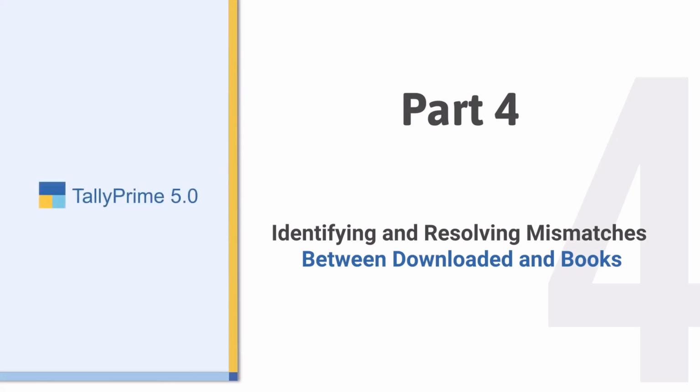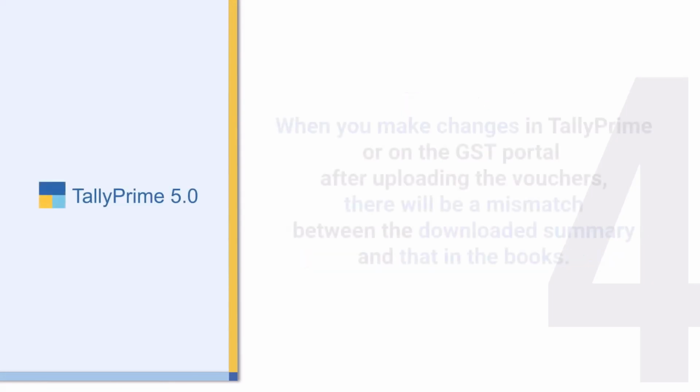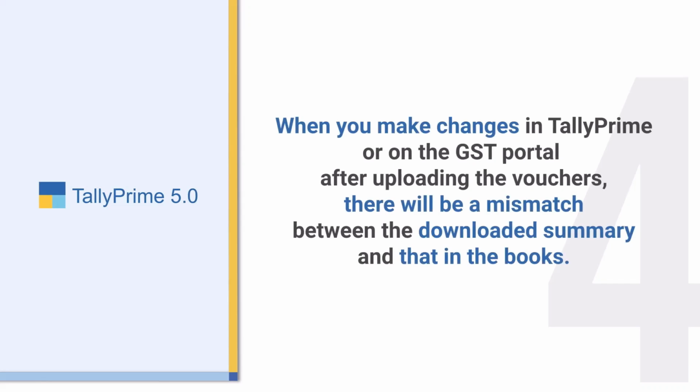Now, there might be mismatches between the downloaded data and books. You might have made changes in TallyPrime after uploading the vouchers. In a different scenario, you might have made changes on the GST portal. In such cases, there will be a mismatch between the downloaded summary and that in the books.